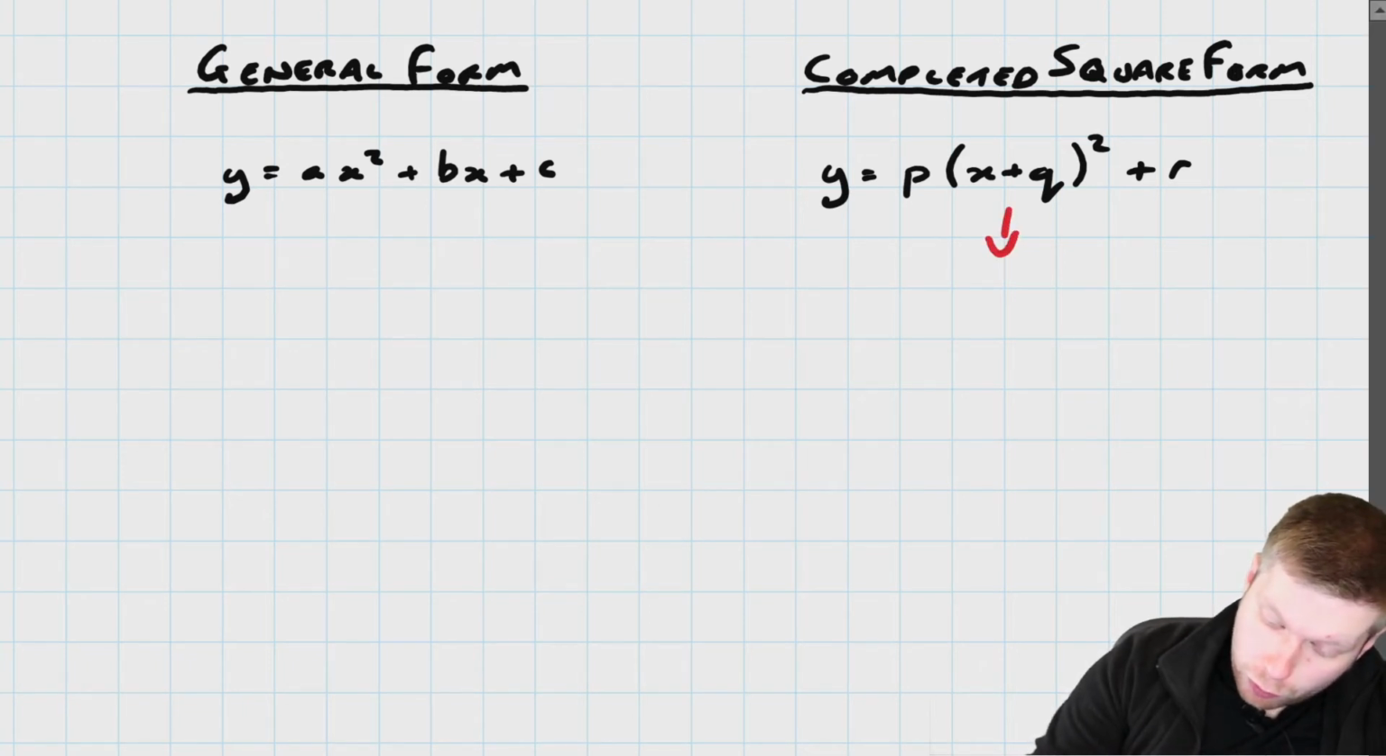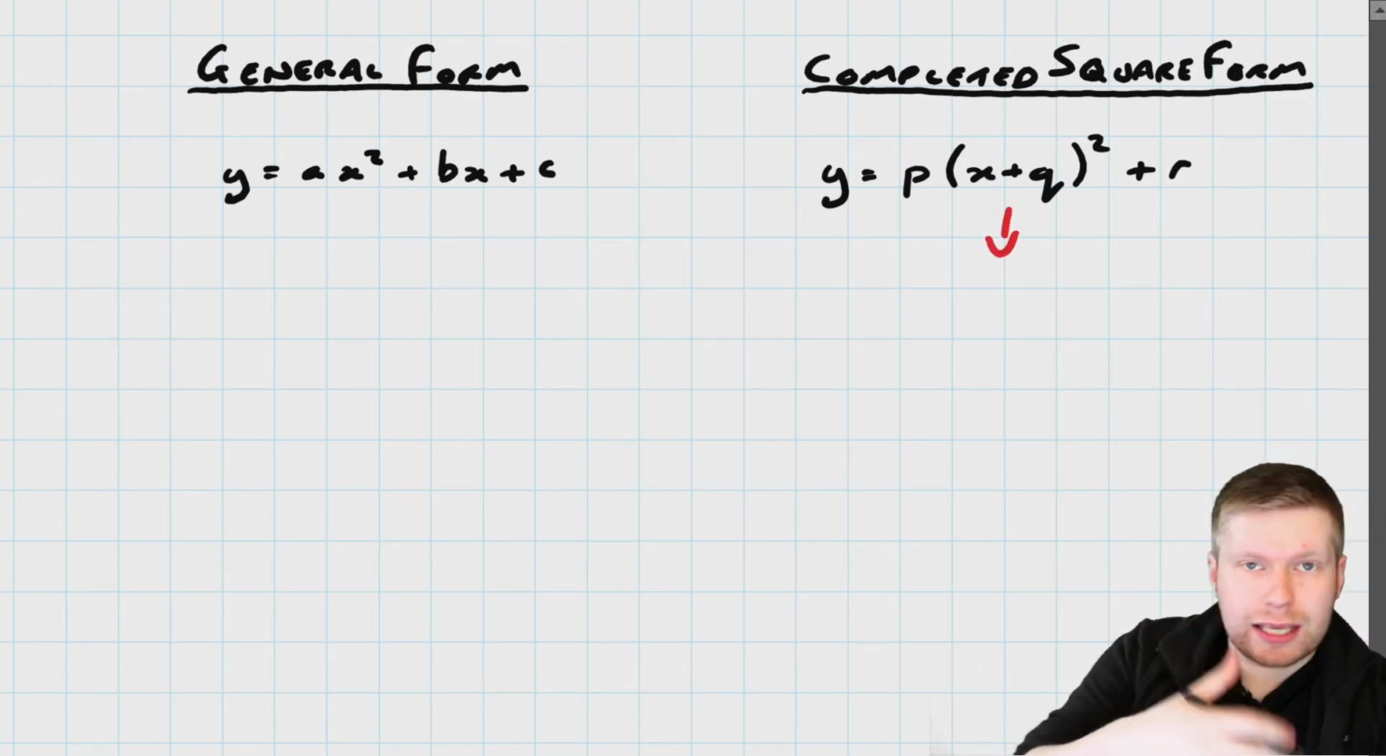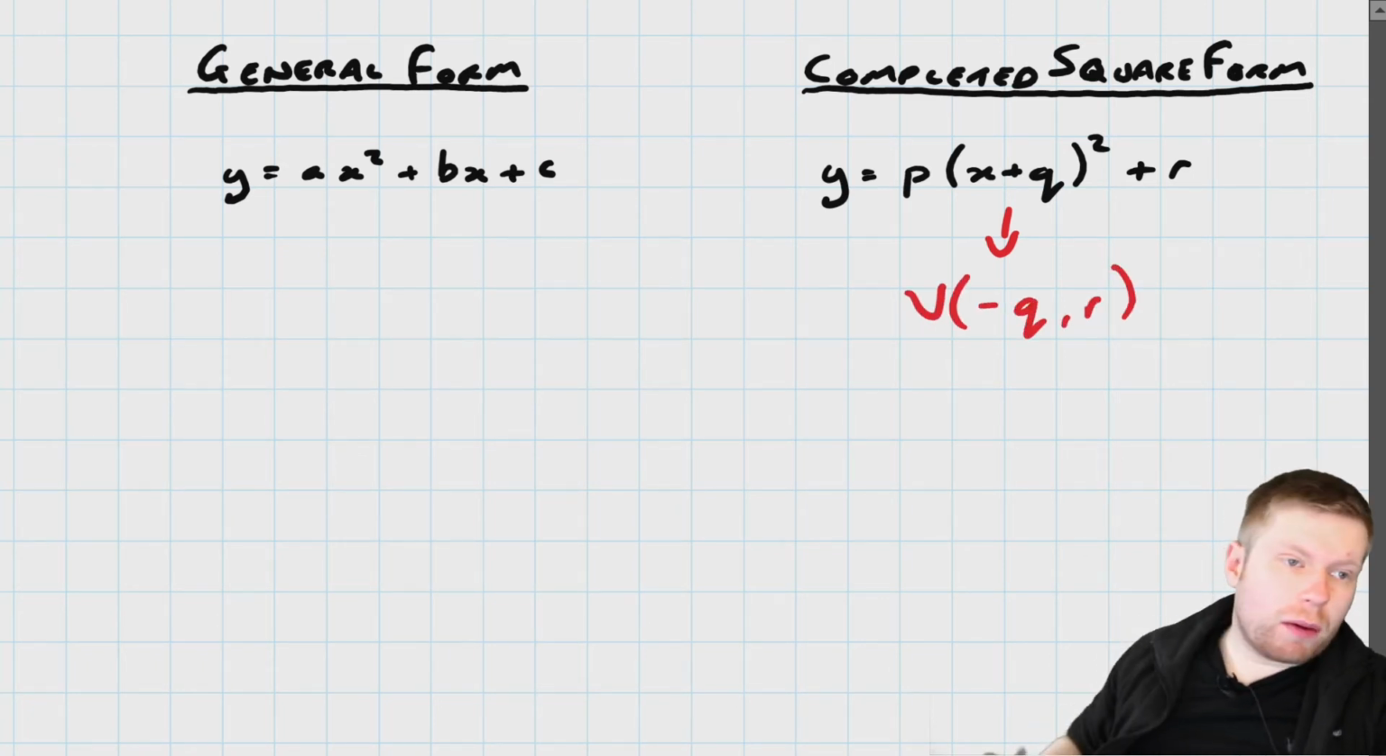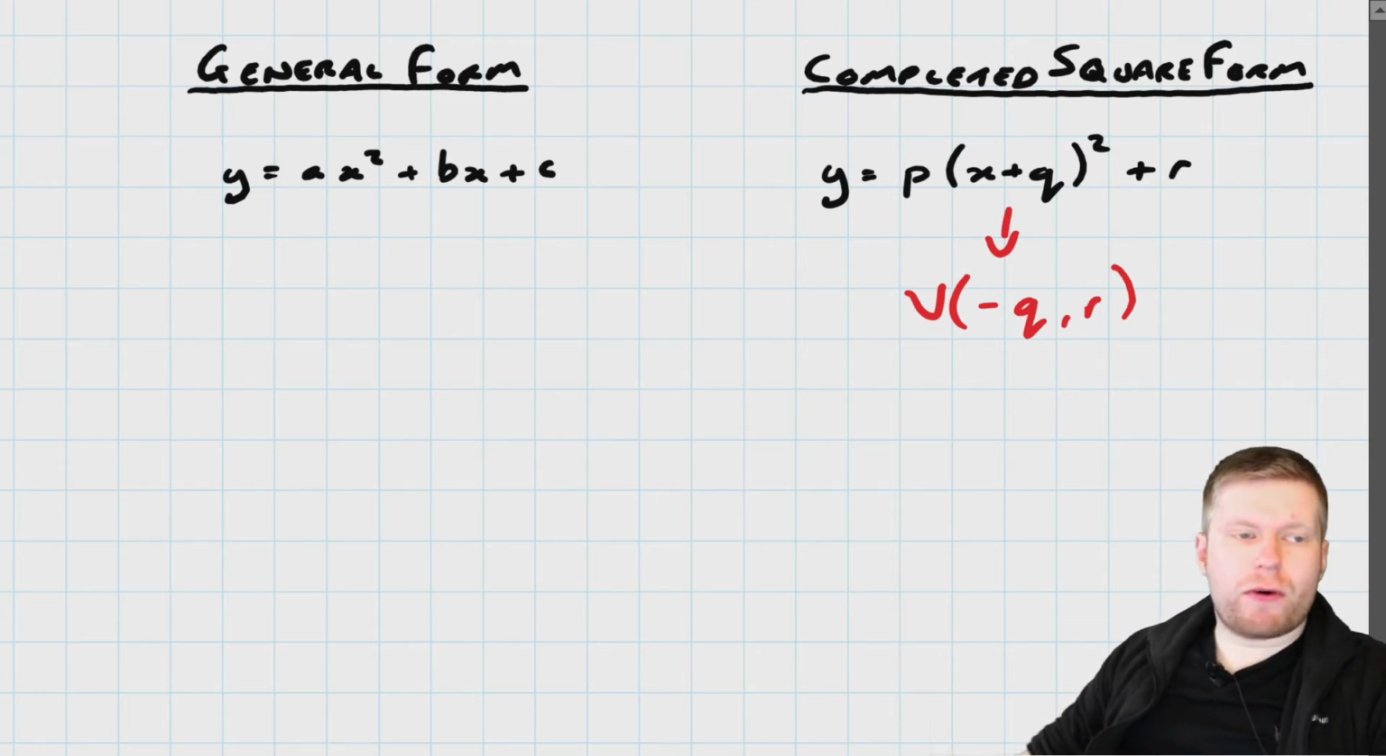In fact, in this general case with p's and q's and r's, which just represent numbers, the vertex is going to be at negative q, positive r. So that's a really easy way of reading off where the vertex is going to be.